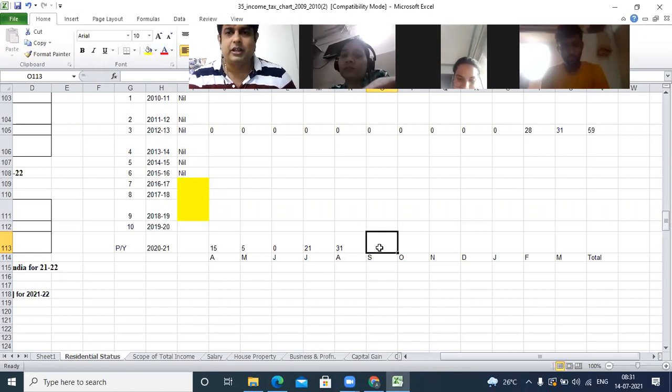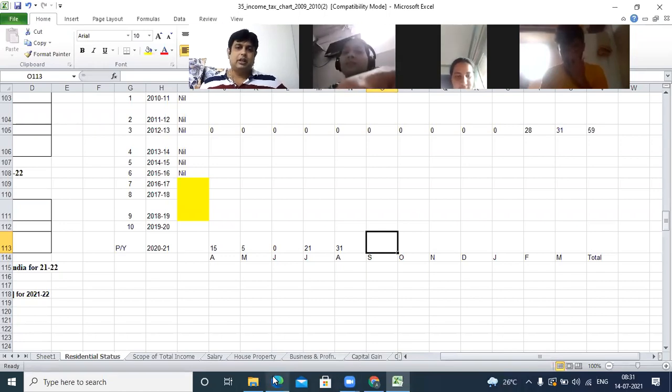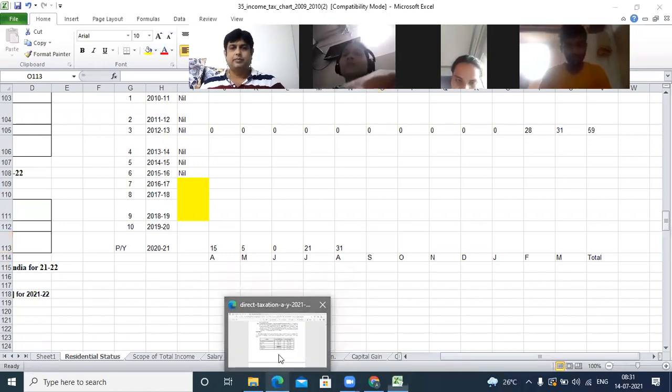January is of how many days? Which month is of how many days? And whether he is in India or outside India, he or she, that depends upon the Assessee.